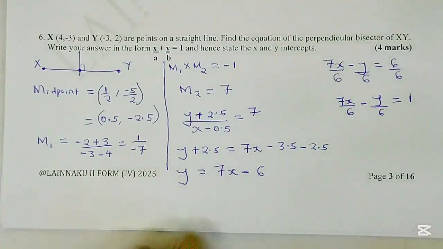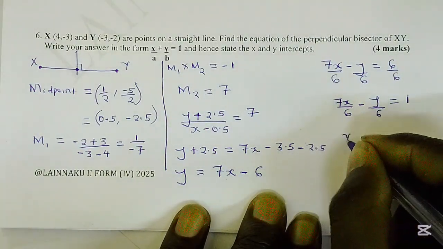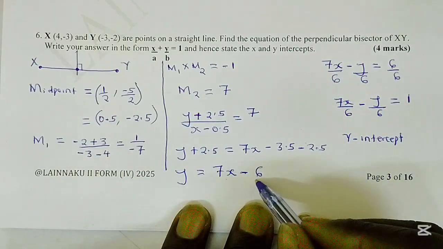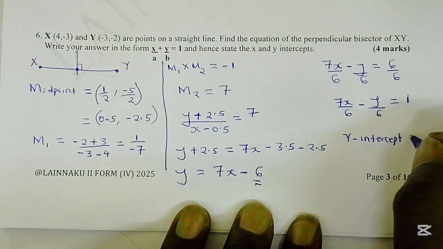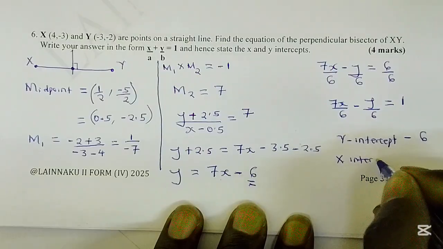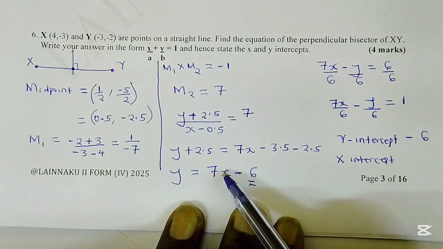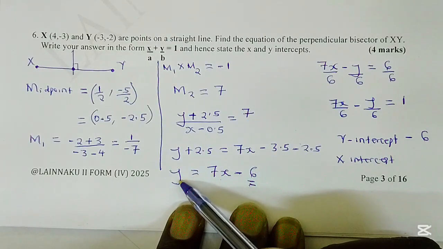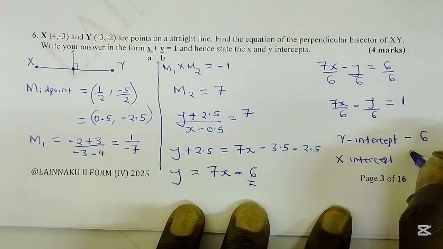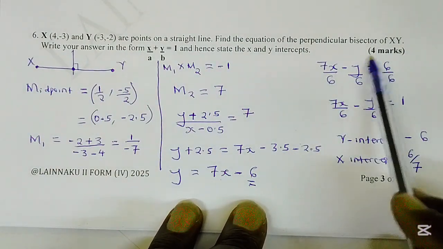So it is upon us now to determine the x-intercept. In this particular case, the y-intercept from our original equation here is negative 6. Then our x-intercept, when we find the value of x-intercept, it means that the value of y is 0, and our x-intercept now in this particular case becomes 6 over 7. So this question was supposed to earn you 4 marks.